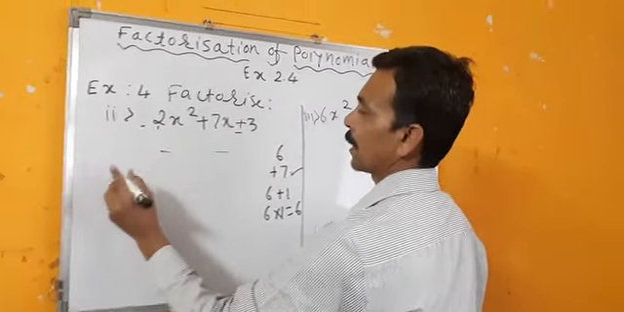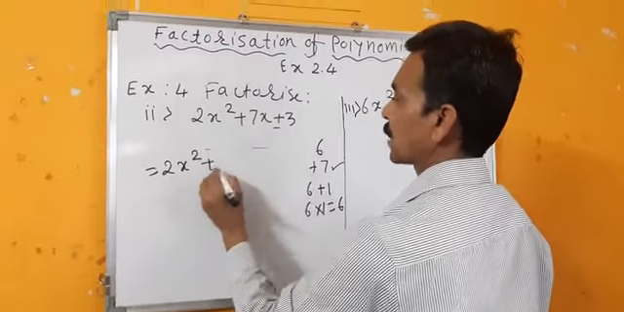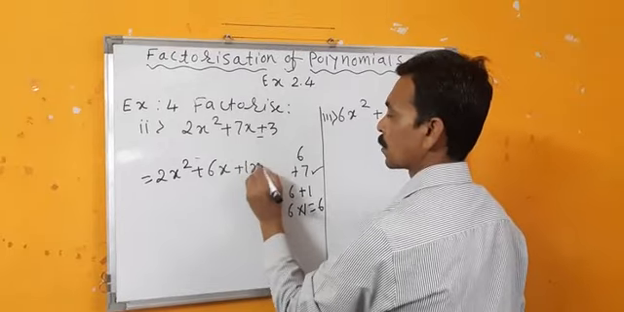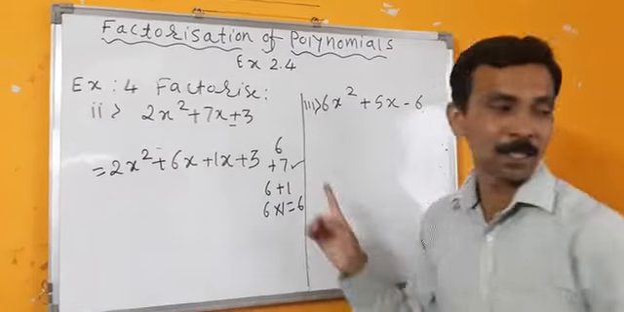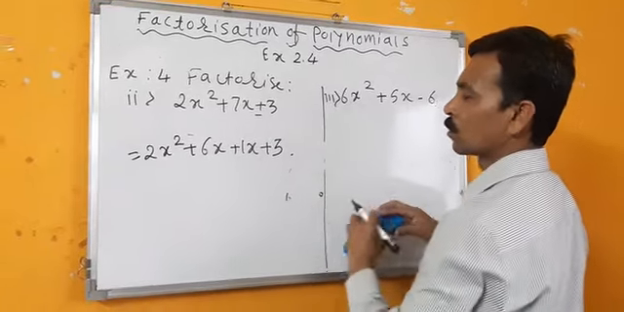Right? Then I will write here 2x square plus 7x split as 6x plus 1x plus 3, right? Now what to do? Pair it.